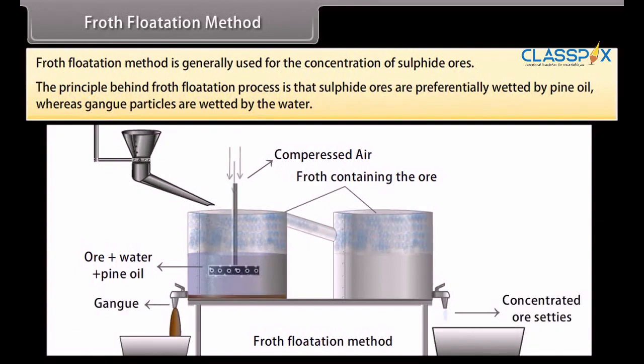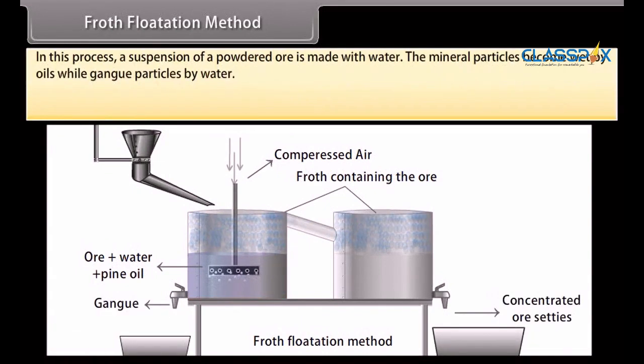wetted by water. In this process, a suspension of a powdered ore is made with water. Collectors like pine oil, fatty acids and xanthates are added to it. Froth stabilizers like cresols and aniline stabilize the froth. The mineral particles become wet by oils while gangue particles by water.